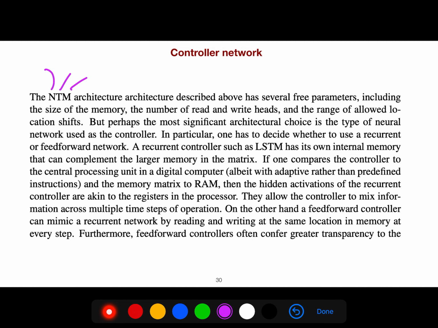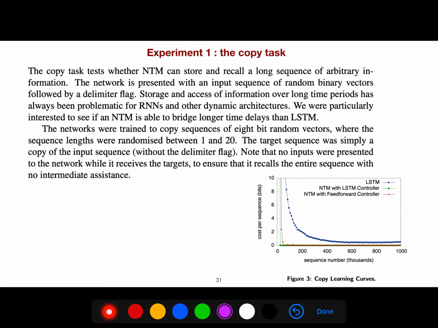The neural Turing machine architecture is described by several free parameters, including the size of memory, the number of read and write heads, and the range of allowed location shifts. But perhaps the most significant architectural choice is the type of neural network used as the controller. In particular, one has to decide whether to use a recurrent or feed-forward network. A recurrent controller such as LSTM has its own internal memory. Well, I've explained all of them.